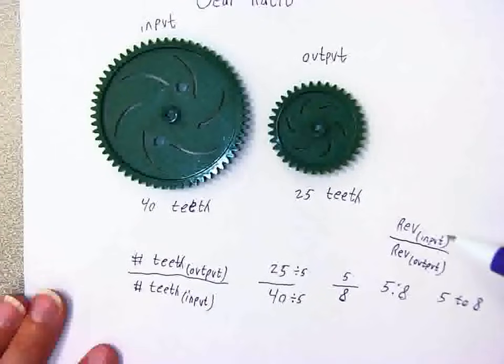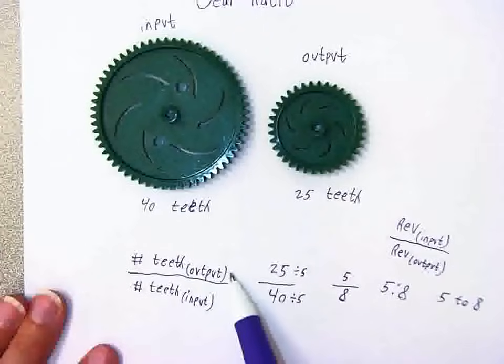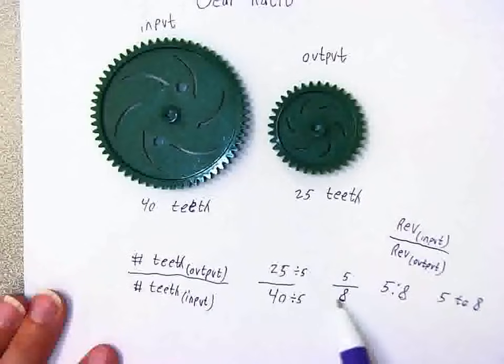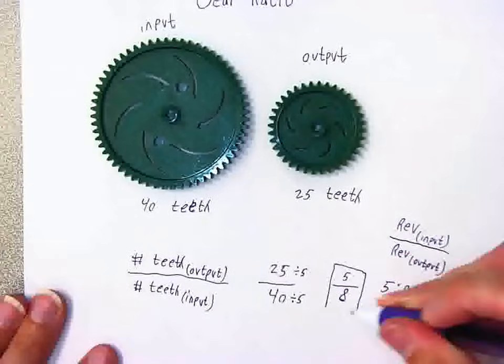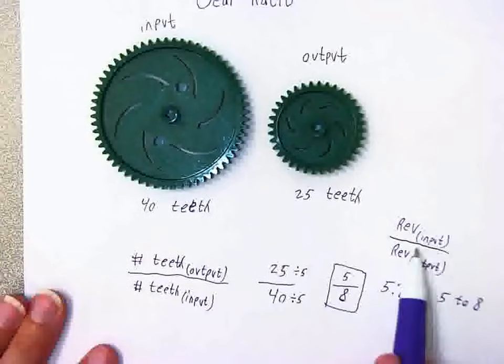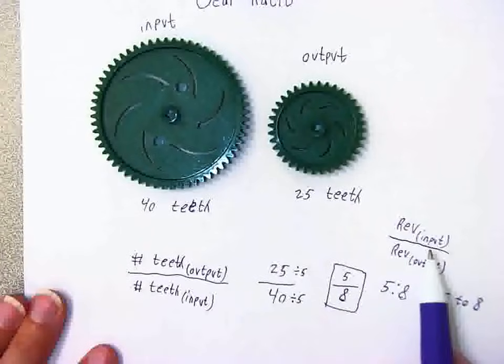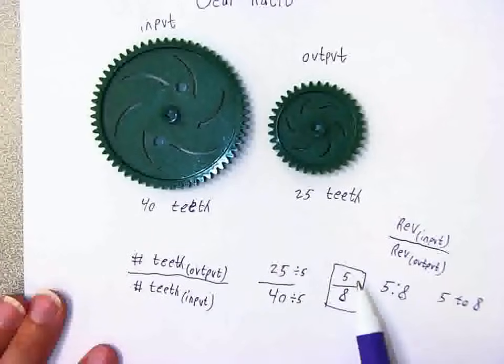One thing you want to note is that when we're talking about the number of revolutions, the input gear is the one that goes in the numerator up top, and the output goes in the denominator, which is different than when you're using the number of teeth. So since I've already calculated the gear ratio using the number of teeth, which was 5 to 8, I'm now going to look at the number of revolutions with my gear ratio.